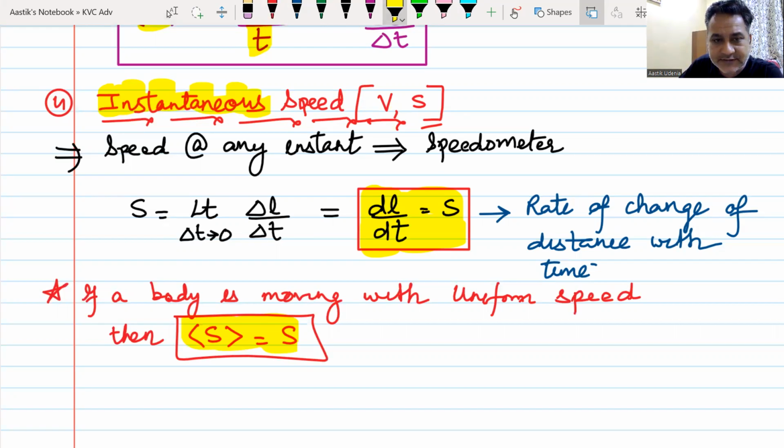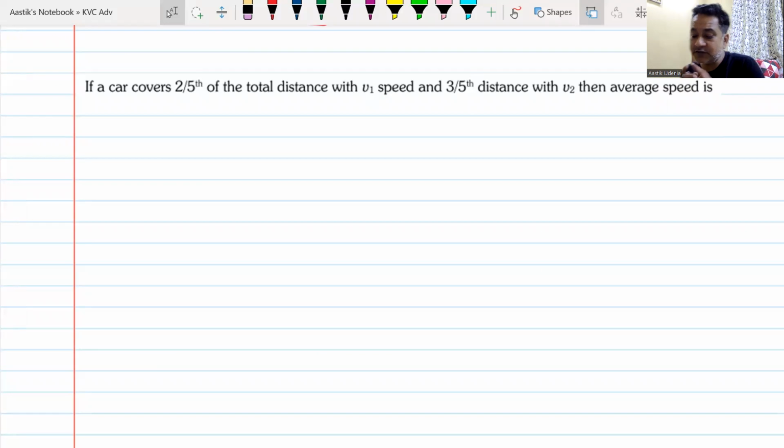Okay, let us see who can solve this one. This is the first question that is coming for you on your screens now. The body covers 2/5 of the total distance with v1 speed. What type of speed would be v1? Will it be variable or will it be constant?